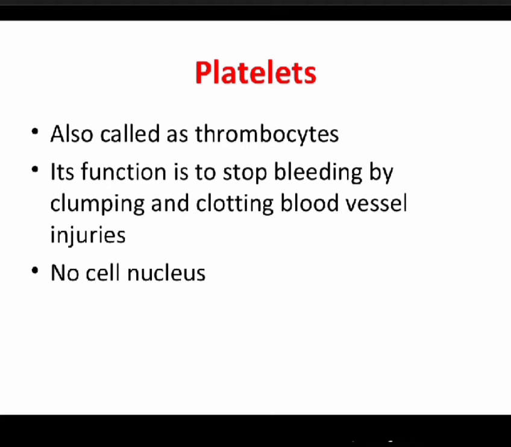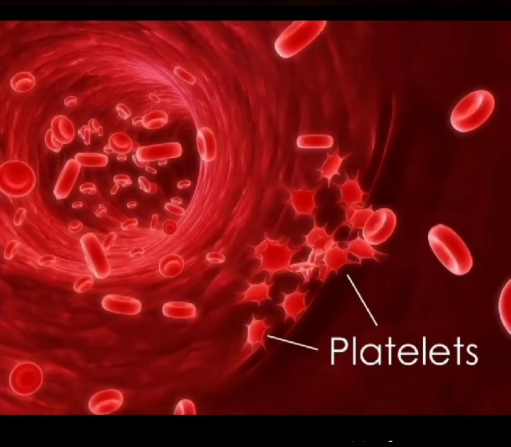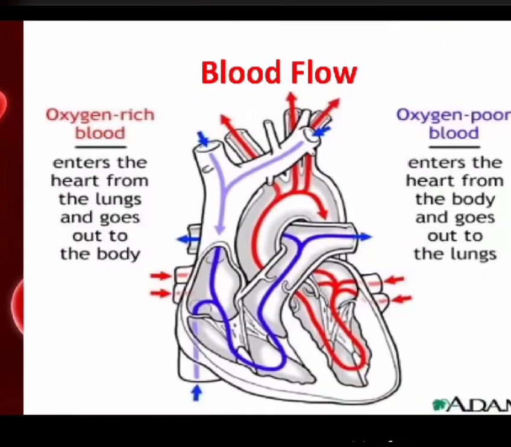So among the three particles that make up the blood cells, it is only the white blood cells that contain a nucleus. That doesn't mean the rest lack DNA. Now, platelets are also triggered when the collagen from the subendothelium binds with its receptors on the platelet. Now this is a typical example of platelets in activity.